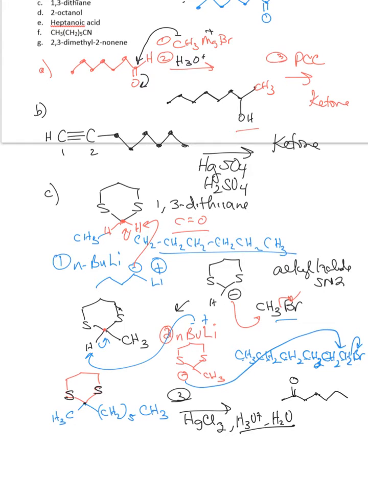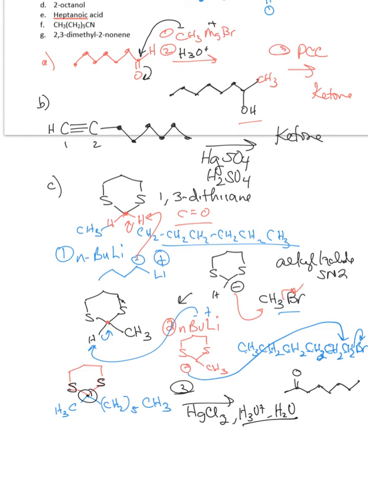1, 2, 3, 4, 5, 6, 7, 8. Because that will be a carbonyl. Okay, the next one is 2-octanol. So I'll just go ahead and write that. That one's going to be easy, right?